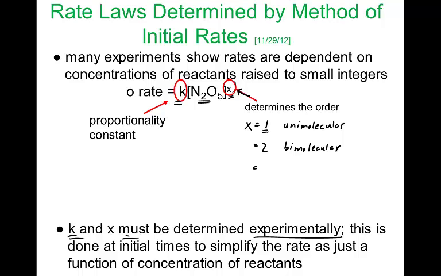So when it's unimolecular, it means the intermediate steps are dependent on one molecule. If it's 2, it's dependent on 2 molecules, and it could be trimolecular, where it's dependent on 3 molecules. More on this as we get towards the end of this unit. We'll see more of this. Okay.